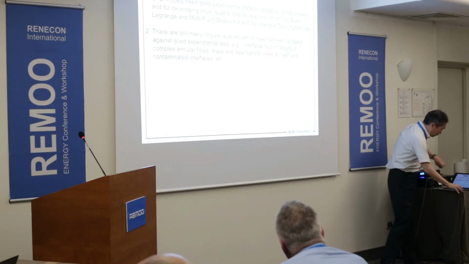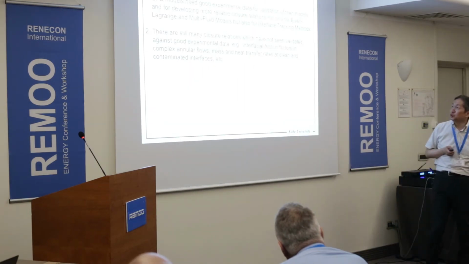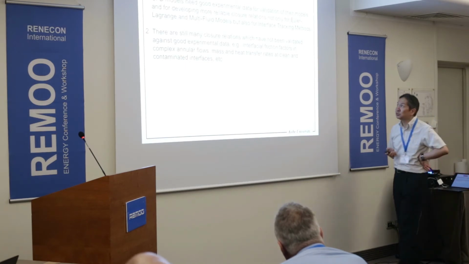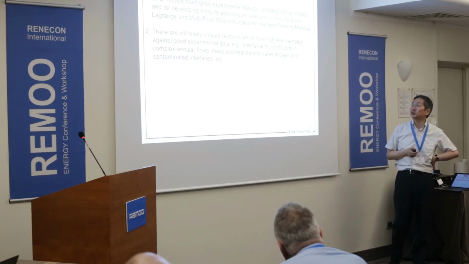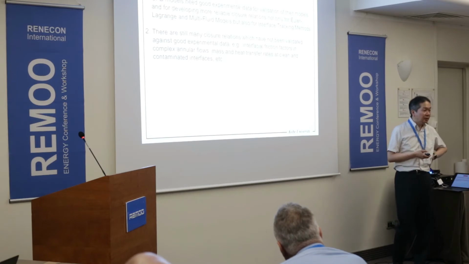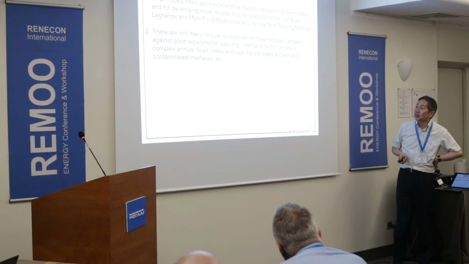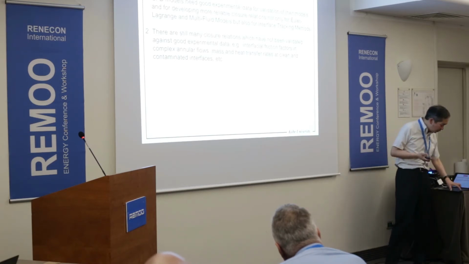So now I have to close my talk. Anyway, this is my conclusion. CFD models need good experimental data for validation and for developing more reliable closure relations, not only for the Euler-Lagrange and multi-fluid models, but also for the interface tracking method itself, like the example of the absorption, desorption flux and things like that. And there are still many closure relations which have not been validated against good experimental data, like interfacial friction factors in complex annular flows. I'll show one example here.